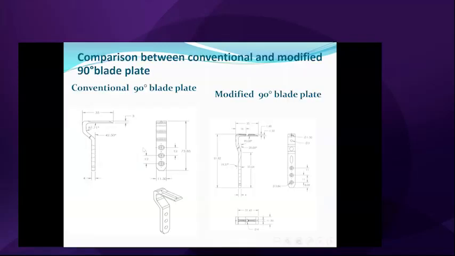This is the conventional plate and this is the new plate. In the new plate, this is a hole for the screw from distal to proximal. This is the screw from distal to proximal to prevent the bolt from backing out of the plate.